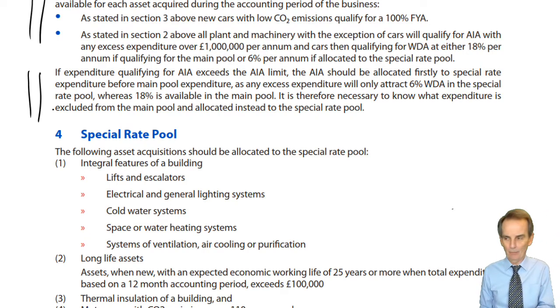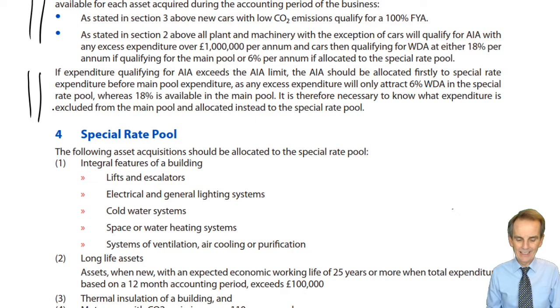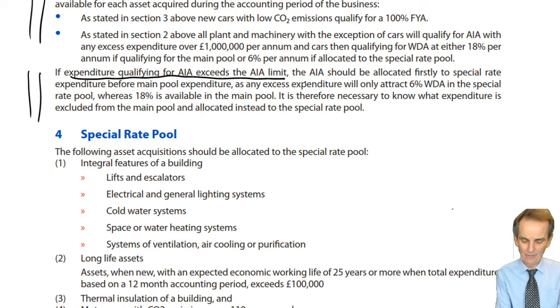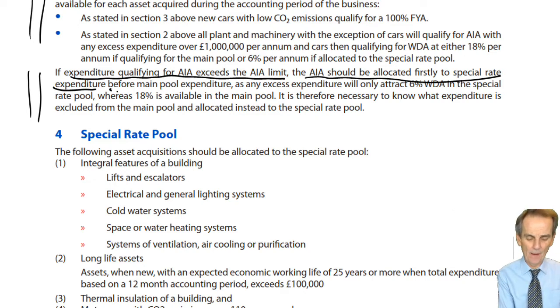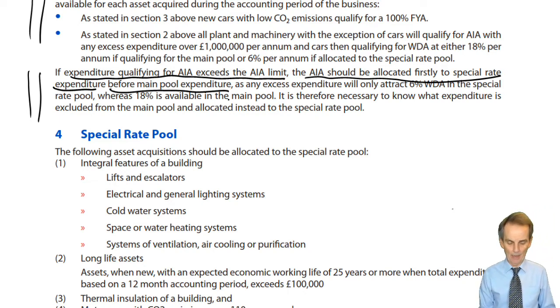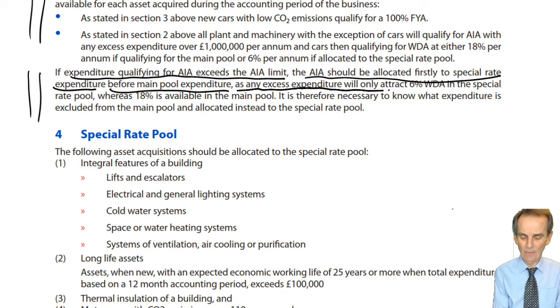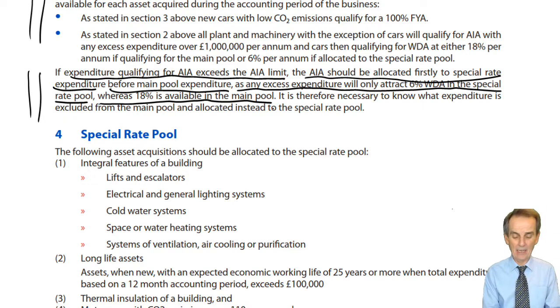I have again put some rather large numbers into a forthcoming example to illustrate this issue, just in case. If expenditure qualifying for AIA exceeds the AIA limit, then the AIA should be allocated firstly to special rate pool expenditure before then taking the balance to the main pool expenditure. We're giving priority as regards AIA to the special rate pool items rather than main pool. Why do we do that? Because any excess expenditure would only attract 6% writing down allowance within the special rate pool, whereas it'll be 18% available in the main pool.